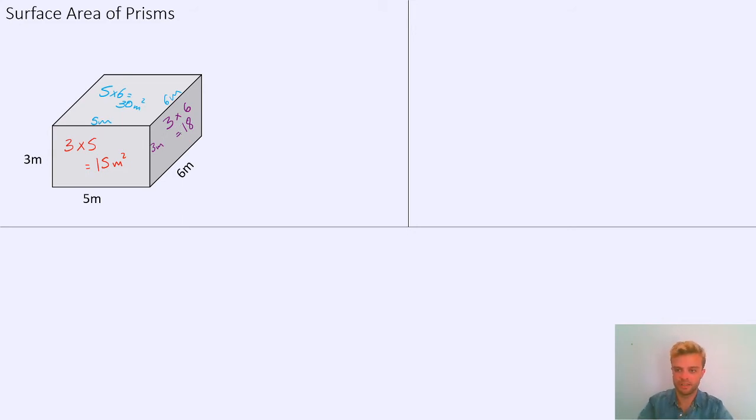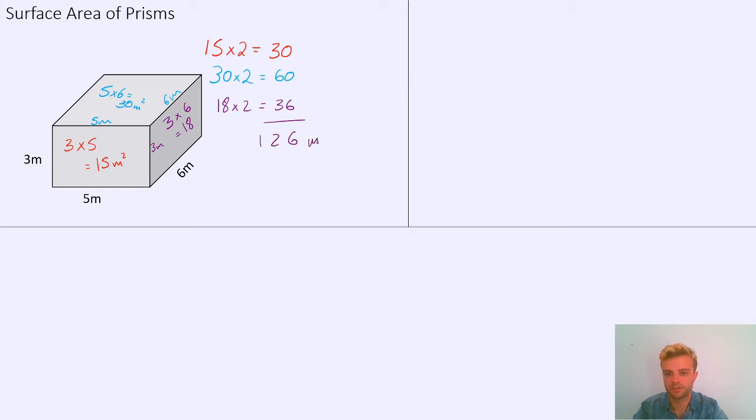Now, those are just the ones we can see. Don't forget, this 15 meters squared that we did first, the front, that's copied on the back. It's got a 15 meter squared front and a 15 meter squared back. Because there are 2 of them, we'll times it by 2, so the front and the back together are 30. We've then got the top, and you've also got the bottom. So there are 2 of those faces as well, which is another 60. And finally, you've got the right, which was 18, but you've also got the left, which we can't see. So there are 2 of those as well, which is another 36. So altogether, the surface area is 126 meters squared.